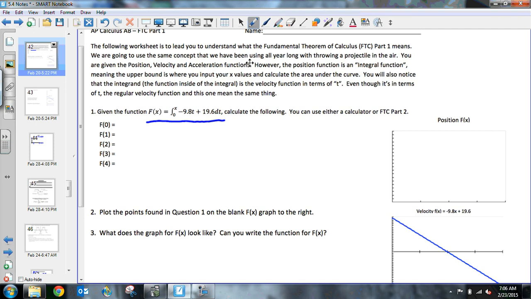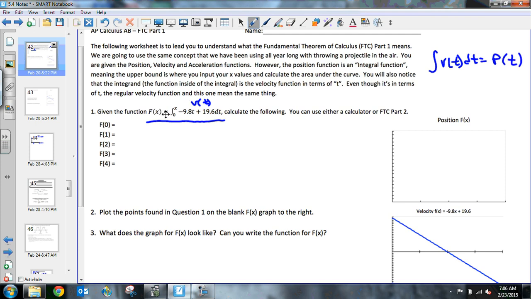The writing up here explains what this is, but basically I have a function that is an integral. Now, if you notice here, I have this negative 9.8t plus 19.6 dt. That is my velocity function, okay? Now, remember, if I integrate my velocity, v of t dt, then it gives me my position. It gives me p of t, all right?